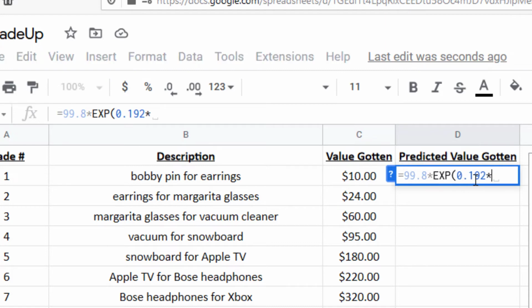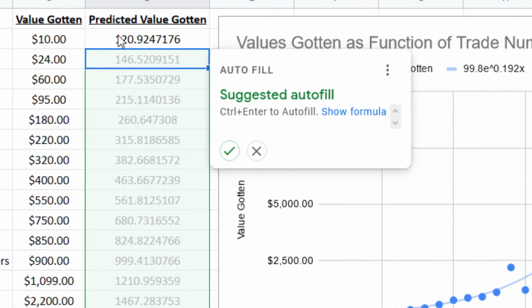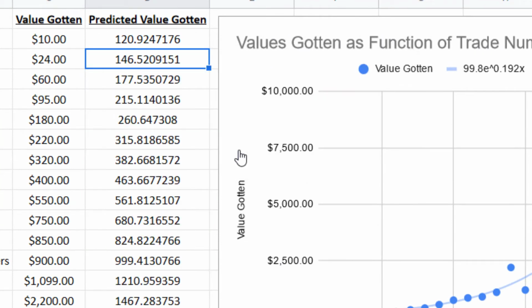Now, remember, in Sheets, you don't want to use x. You want to use the variable you're using, and the variable we're using is way over there in column A. In this case, it's A2, and I'm going to press enter on that one. And you'll notice a couple things. First of all, I'm going to go ahead and let it autofill down. That's totally fine. You'll notice that the first predicted value is more than 10 times larger than the actual data point, and so is the, well, not quite 10 times larger on the next one.